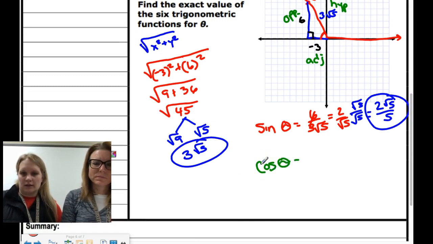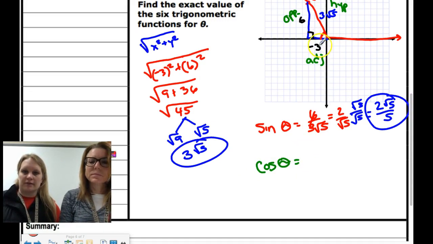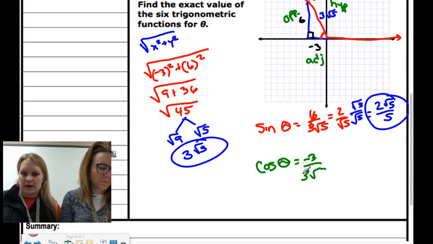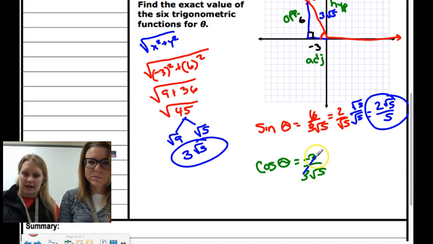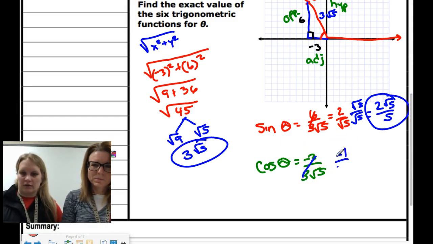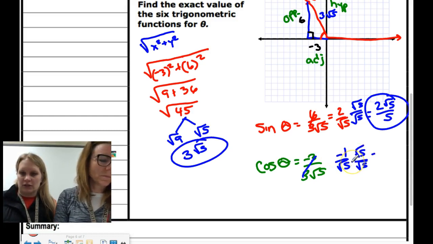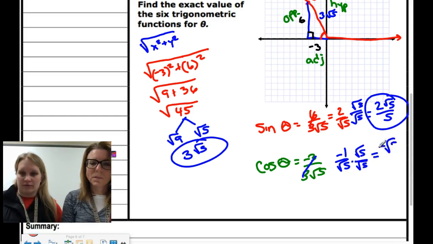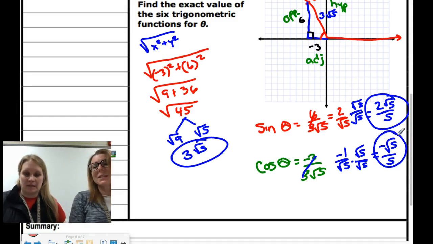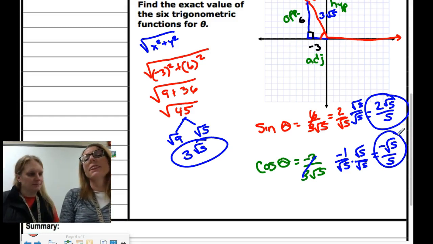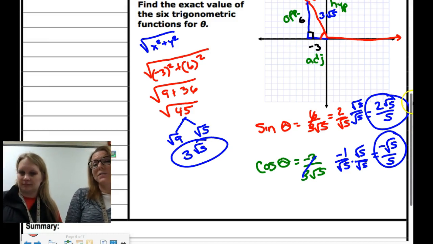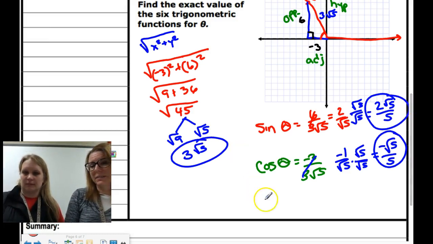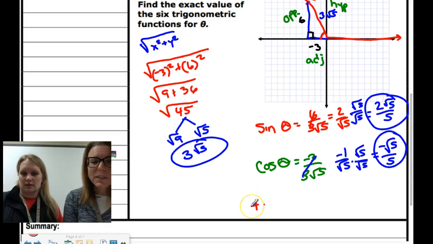Now cosine. Cosine theta is adjacent over hypotenuse, so negative 3 over 3 root 5. Right away that can cancel to negative 1 over root 5. But we want to do root 5 over root 5, which then gives us negative root 5 over 5. And notice we are using a negative 3. The hard part is it's not saying that the length is negative 3, but we have to use that in order to get an accurate cosine, because you're going 3 to the left of 0, 0.